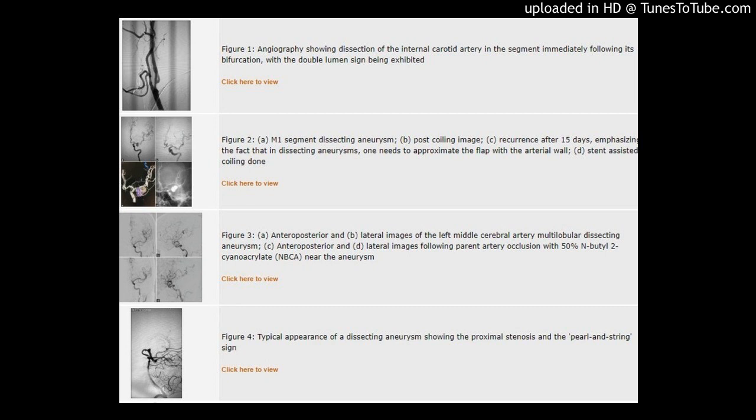The intradural dissection is different from the extradural spontaneous dissection, as the former may cause severe morbidity and mortality in patients presenting with subarachnoid hemorrhage, SAH, or with non-hemorrhagic symptoms of ischemia, headache, cranial nerve palsies and other focal deficits. An intradural internal carotid artery, ICA, dissection manifests with unilateral headache followed by symptoms of stroke and less commonly as SAH.